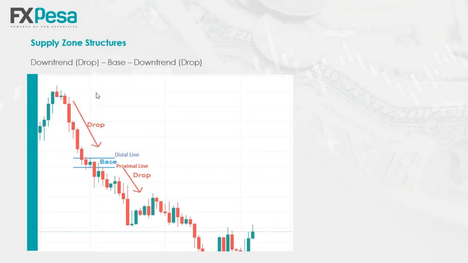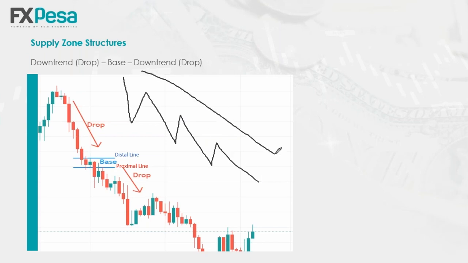The next example of a supply zone is a structure which is referred to as a drop. Then you have a base, then you have another drop. So in this case, this form of trading is best suited to instances where you have a trending market. So in this case, you'd be looking for such setups along a downtrend.